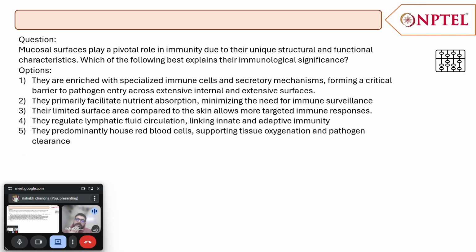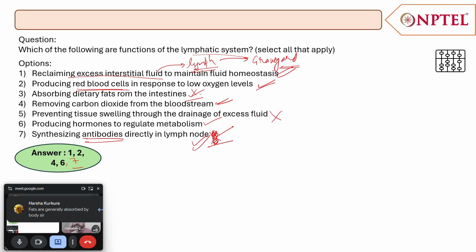Mucosal surfaces play a vital role. Yeah, dietary fats are not absorbed by the lymphatic system. They are first absorbed in the bloodstream, then go to the accumulation part. But it is not done by the lymphatic system itself.